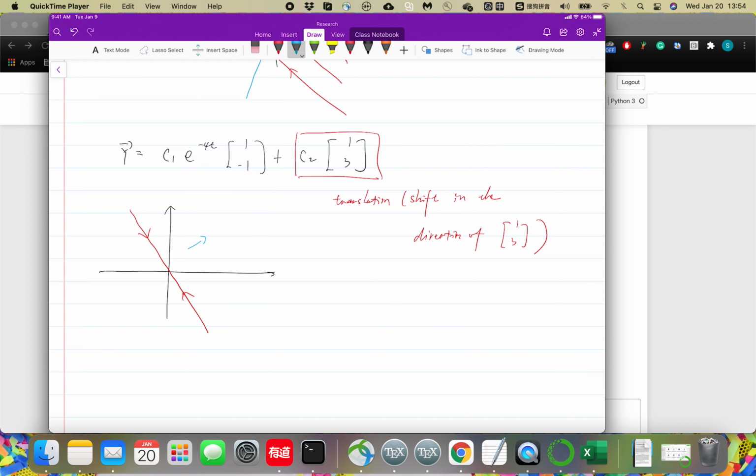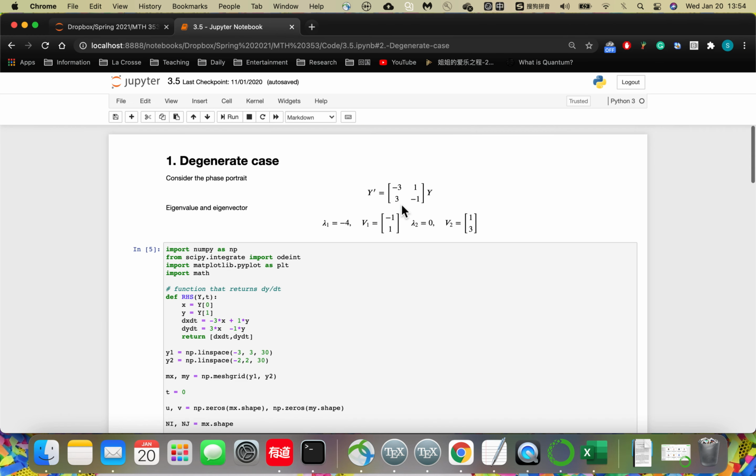So it's either here. If you pick a C2, it's here. If you pick a different C2, it's the same as shifting by a different distance in the same direction, towards this. Okay, so that's another way to think about this one. It's a straight line shifted in another direction.